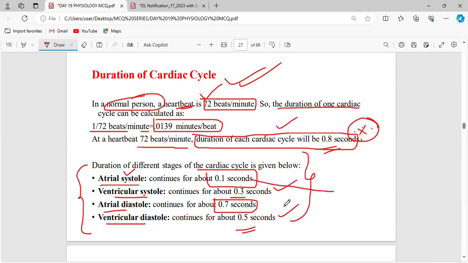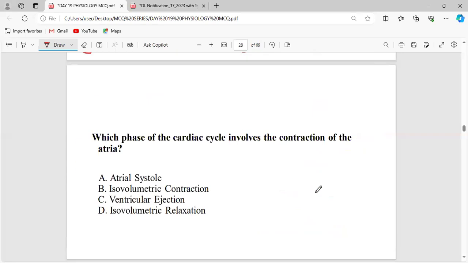See, atrial systole and atrial diastole: 0.1 plus 0.7 will be 0.8. And ventricular systole will be 0.3 and diastole will be 0.5, so totally 0.8. So the contraction and relaxation of the atrium will take 0.8 and the contraction and relaxation of the ventricles will take 0.8. That will be occurring simultaneously. That is why we are saying the duration of each cardiac cycle will be 0.8 seconds. So have a look at it and take a note of it.